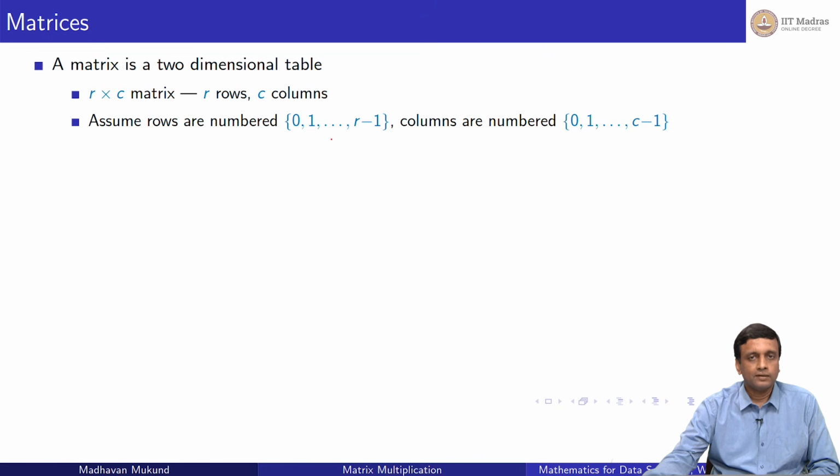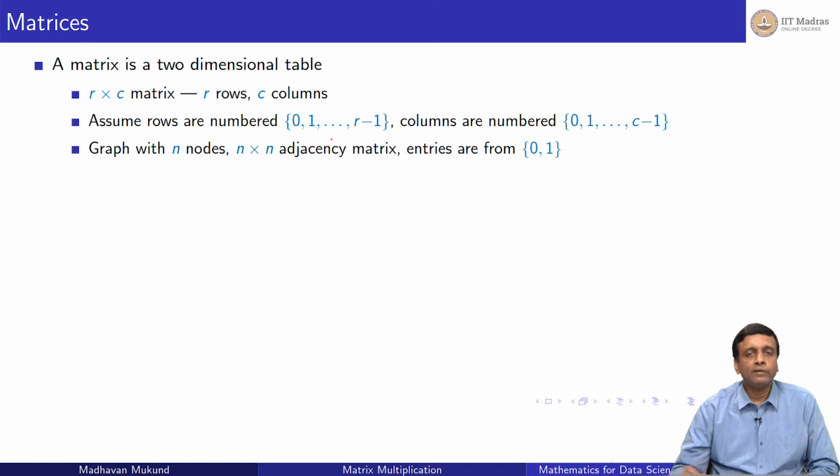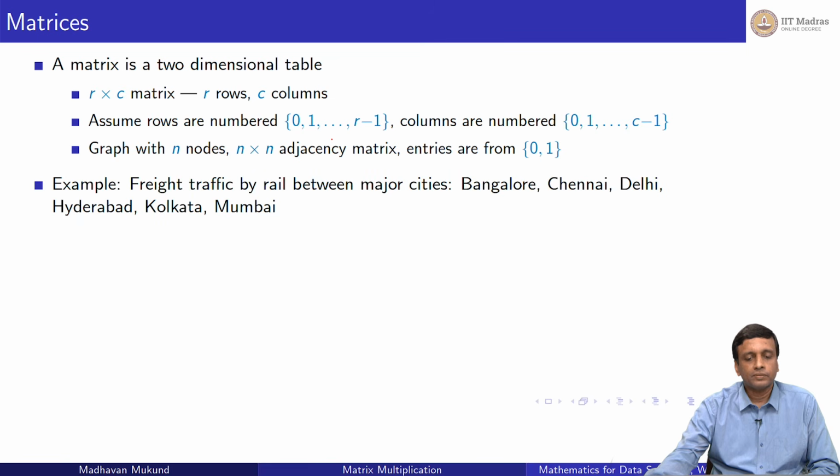to C minus 1. So in the example that we have been looking at, the adjacency matrix, R is actually equal to C is equal to N, which is the number of vertices in our graph. So we have one row and one column for every vertex in the graph. So we number our columns and rows as 0 to N minus 1. In this particular case, the entries in our matrix are 0 and 1, but in general there could be any numbers, even other values in general, but we will look mainly at matrices where the entries are numbers.